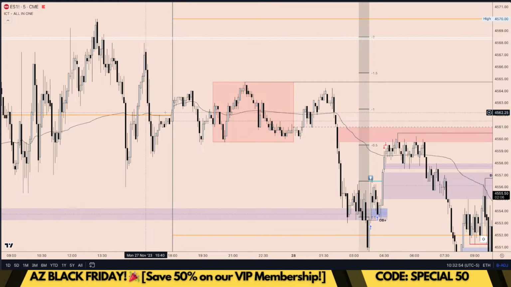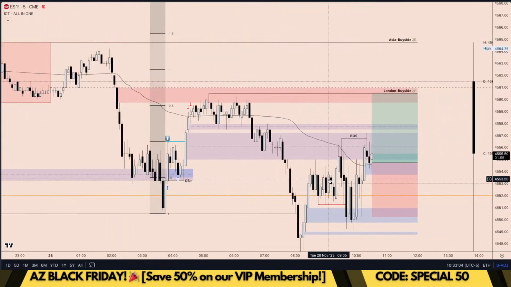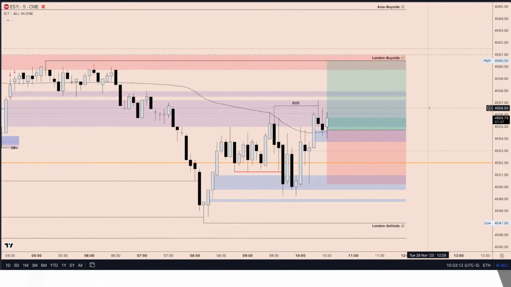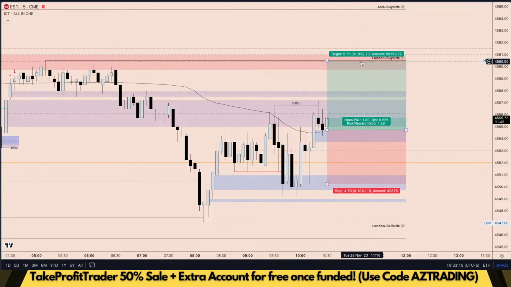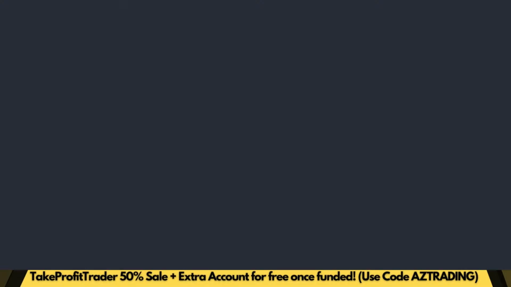And then chop during London, Asia here. Early London manipulation, consolidation, taking out a higher time frame point of interest. Right now here, we're still inside of the range. Now we hit our 5-minute bullish fair value gap. This was our entry for the little paper trade here to target London buy side. Curious to see if that plays out.